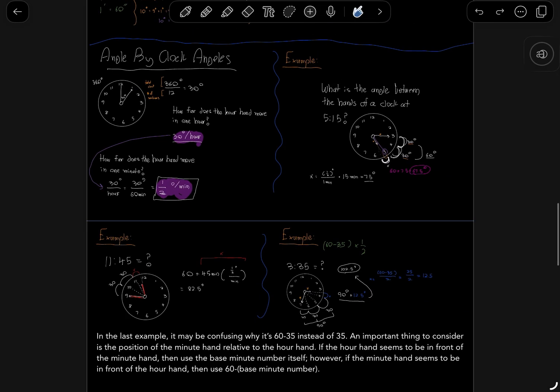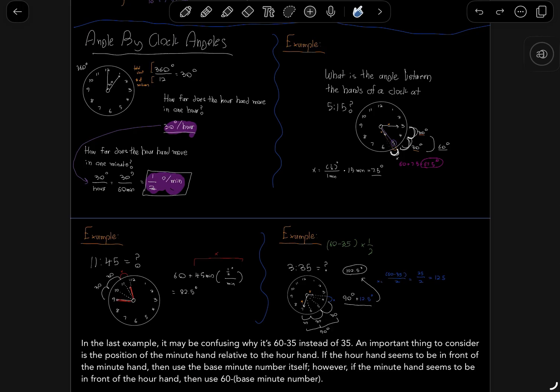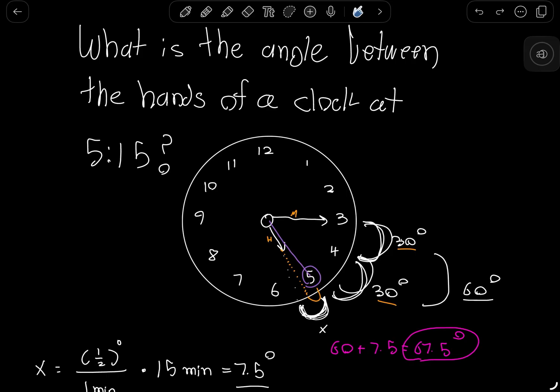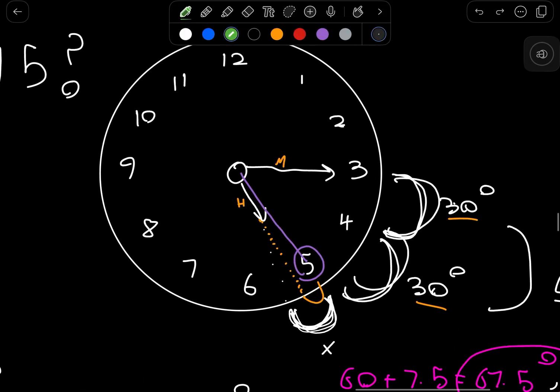I listed a bunch of problems. You could pause the video and look at them if you want to try one, but I'm going to go over two of them. So let's start with this: what is the angle between the hands of a clock at 5:15? The first step is to draw the hands of a clock at 5:15. That's what I've done first. I've drawn the hands to represent 5:15 here.